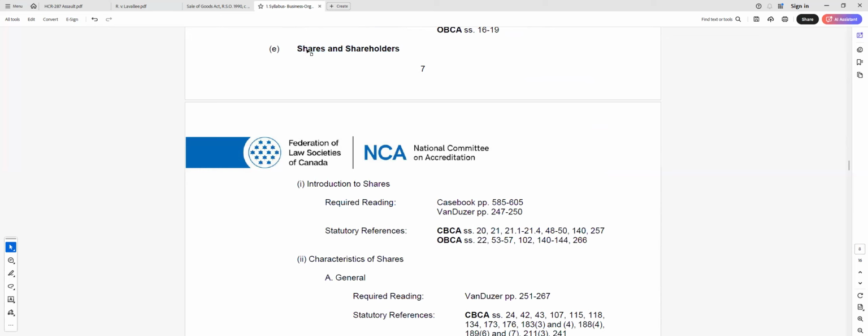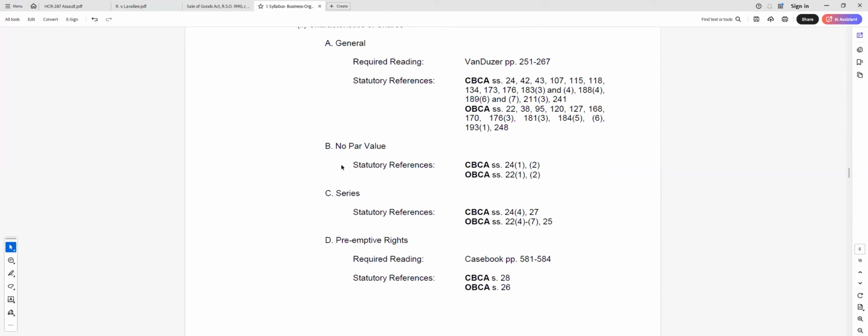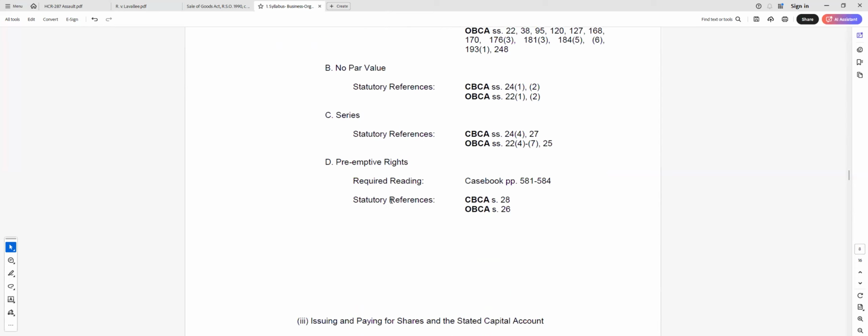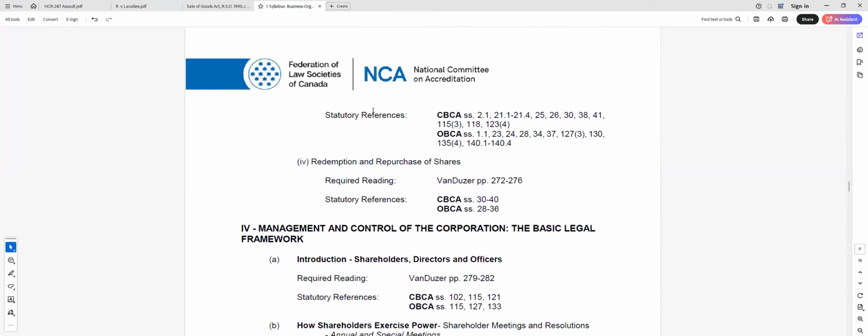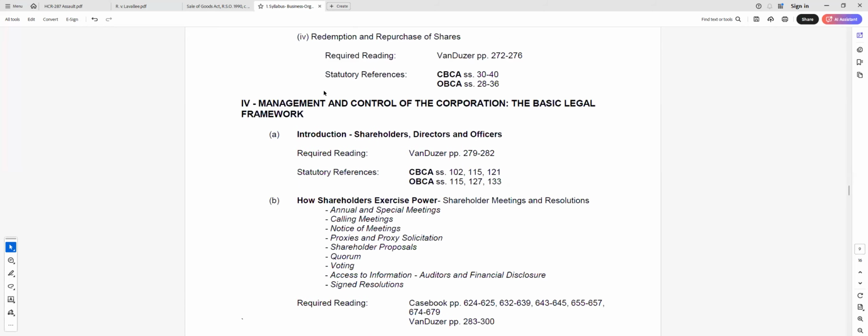Shares and shareholders: what are shares, who are shareholders, what are the characteristics of shares. Then we will also see certain rights of theirs. Different topics related to shares, we'll see how to repurchase, how redemption happens, how issuing happens, all those things we'll see in that chapter.